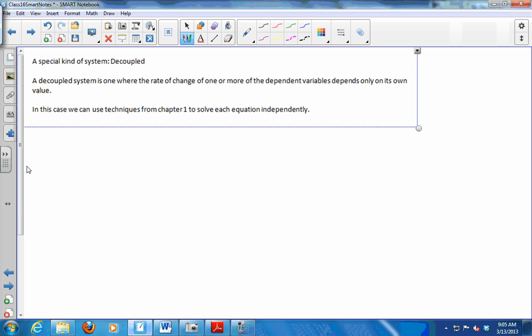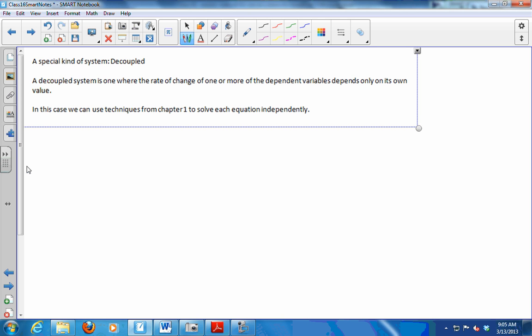Okay, so we're going to study now a way to come up with candidate solutions. Rather than pulling them out of thin air and checking whether they work, we're going to try to come up with a way of generating solutions. So a special kind of system is this decoupled system.